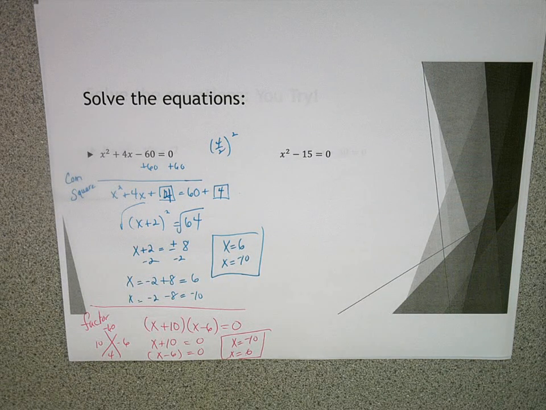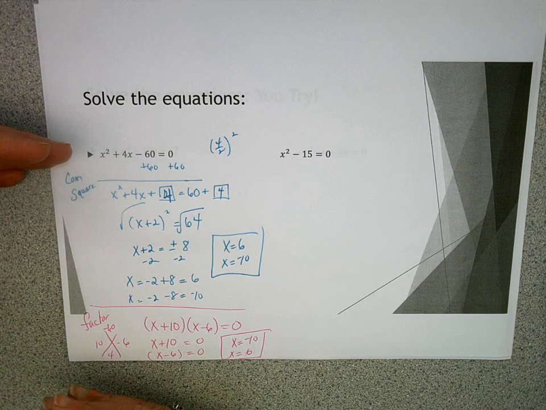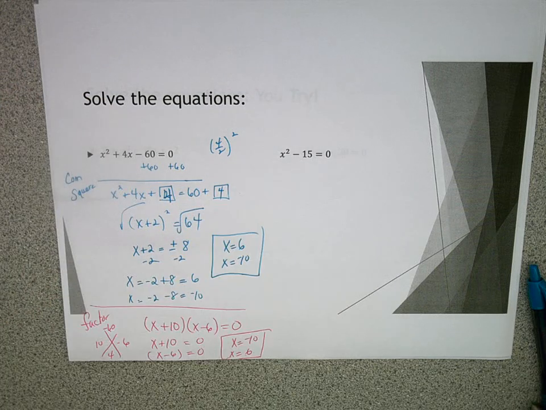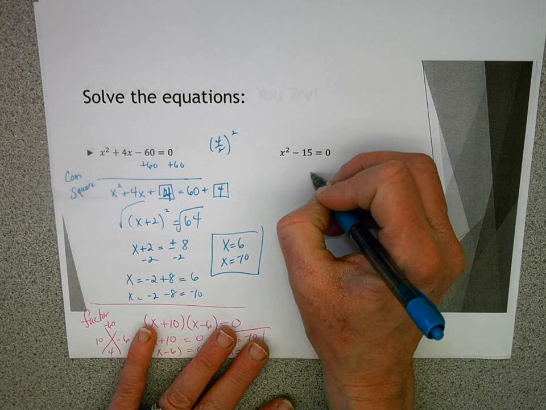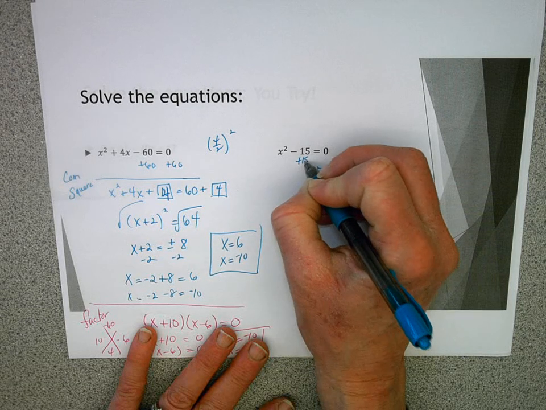So I've done one by square rooting. I've done one by quadratic formula that I had to do. I showed you I could do either method here. On this one, again, no B term. I'm just going to solve by square rooting. Really easy to do.